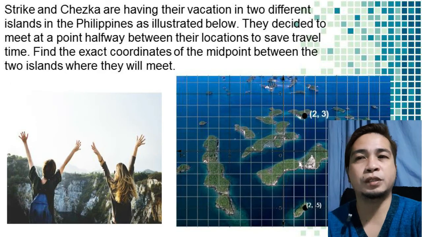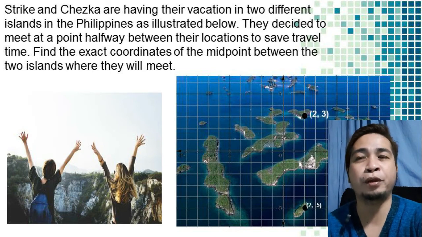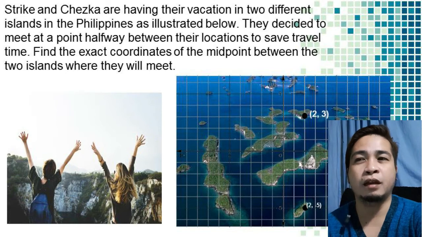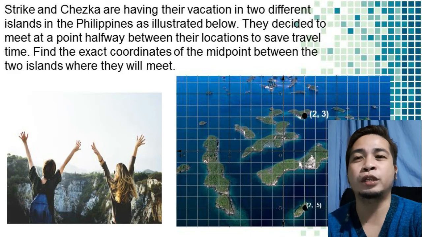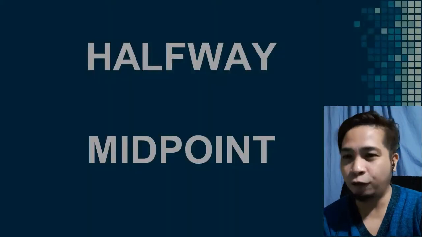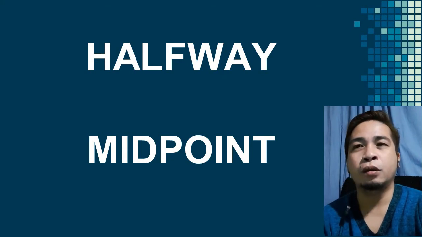Next example, Strike and Cheska are having their vacation on islands in the Philippines, as illustrated below. They decided to meet at a point halfway between their locations to save travel time. Find the exact coordinate of the midpoint between the two islands where they meet. Can you tell me where it is? So halfway, or midpoint? What is midpoint?